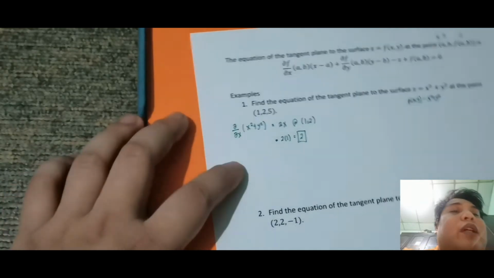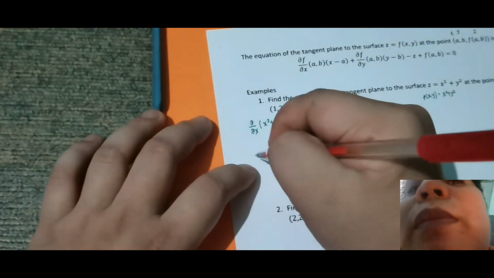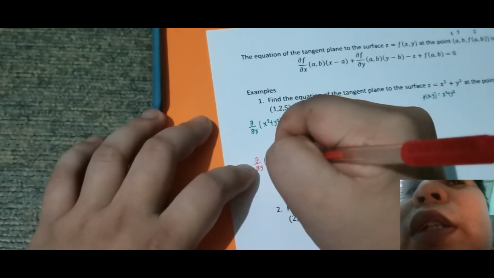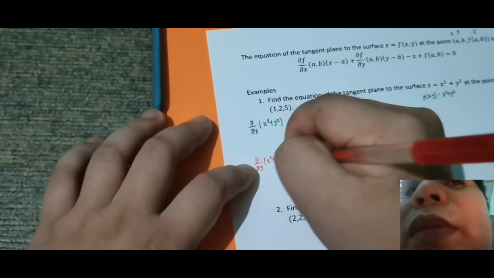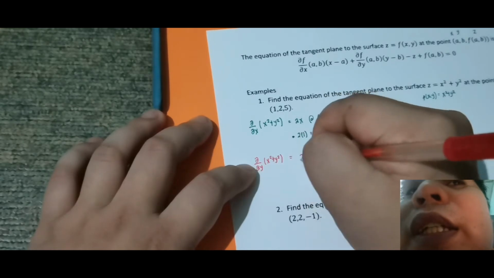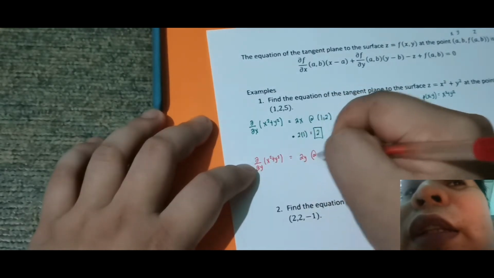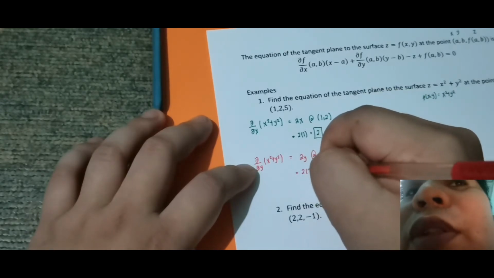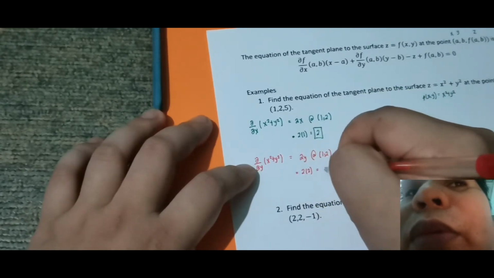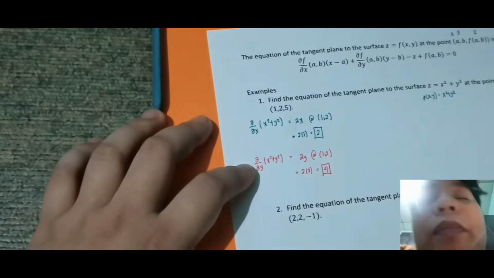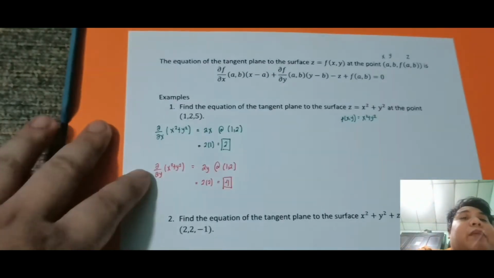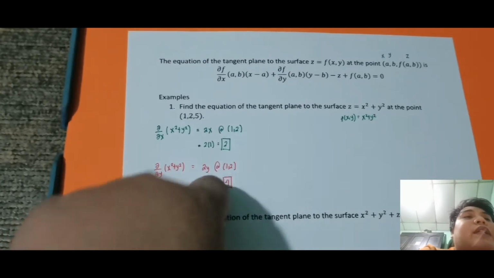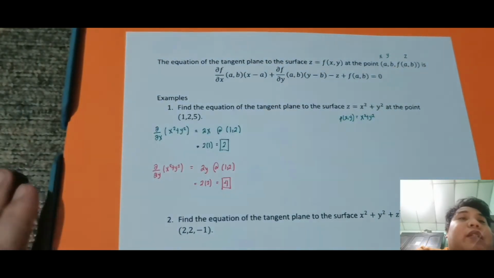Okay, so nakuha natin yung una. Next, the partial derivative naman niya, partial derivative with respect sa y nung x squared plus y squared. So obviously, this is just 2y. Then at (1, 2), this is just simply 2 times 2 which is equal sa 4. So meron na tayong partial derivative of f with respect sa y of a comma b or (1, 2) which is 4.